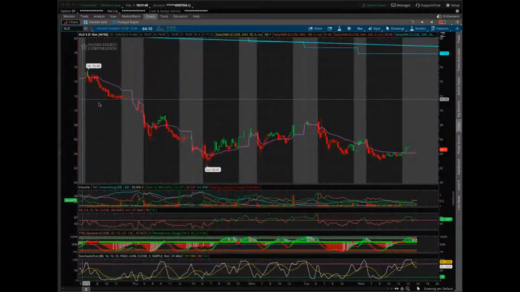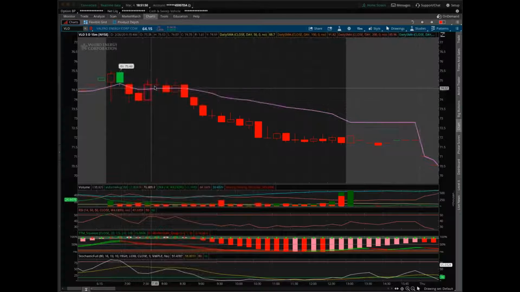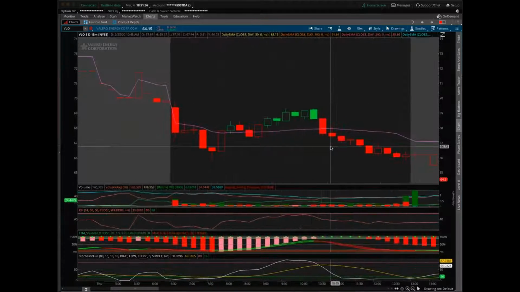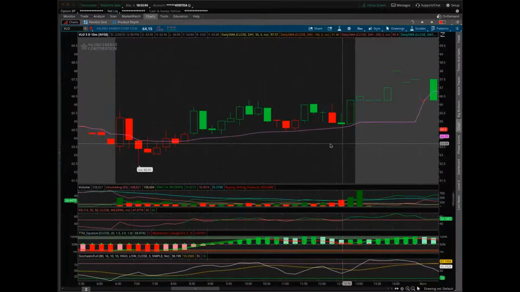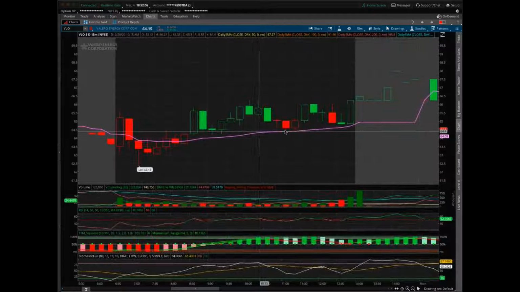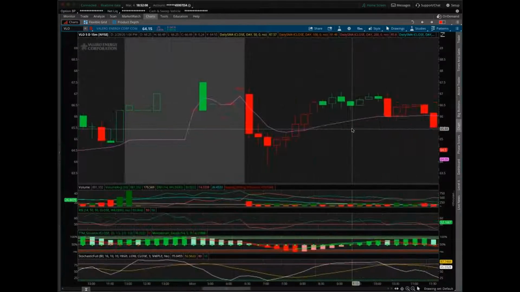So here we can see it hit the VWAP, and then it stayed below VWAP. It couldn't stay above, and then it sold off. Then here it got below VWAP, but then held it, tried to stay above it, and then sold off. Here we maintained and bounced on VWAP the whole day.